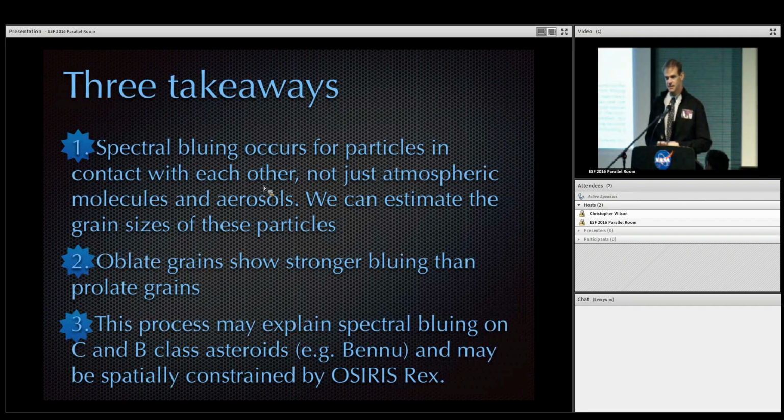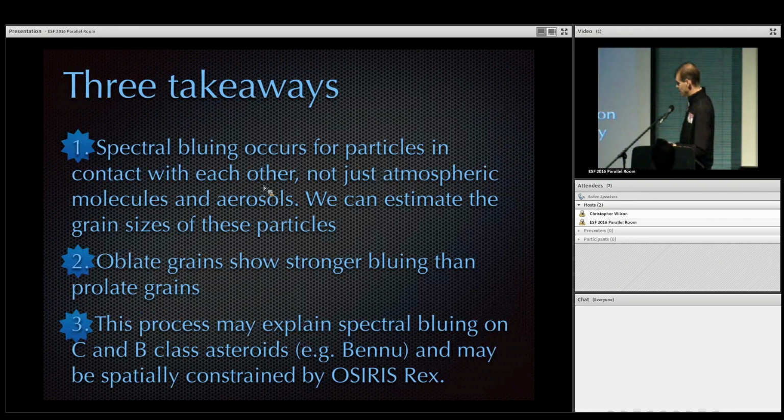I'm talking mostly about the results from this 2014 paper and some follow-on work that we've been able to do. This is about spectral bluing and how it's caused by small particles and submicron sized particles.